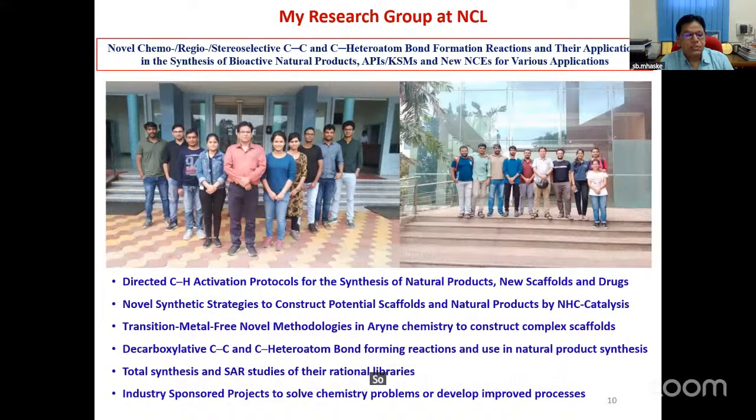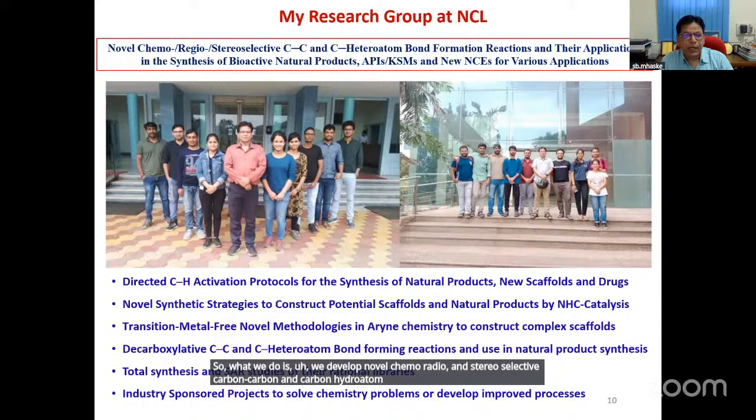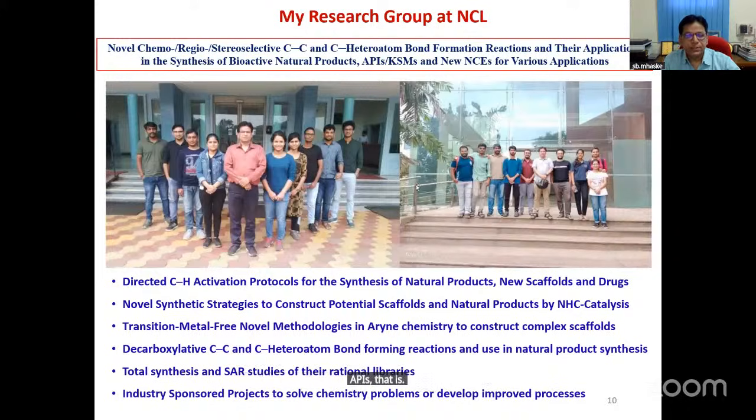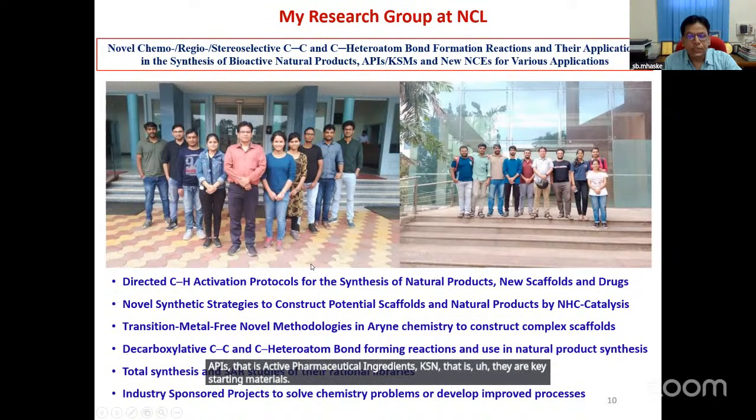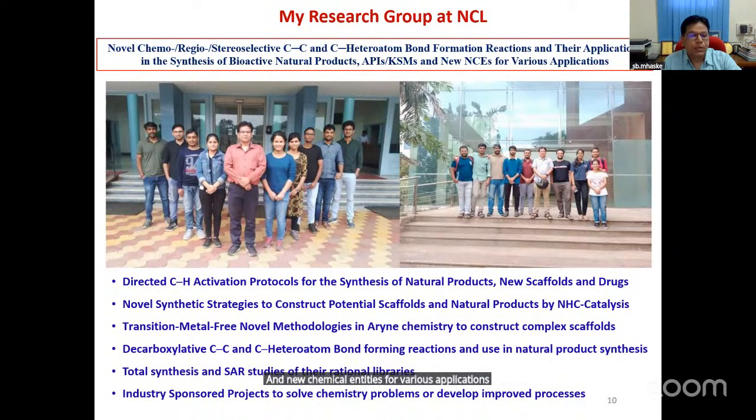So this is my research group at NCL. These photos are not really the latest ones. What we do is we develop novel chemo-, regio-, and stereoselective carbon-carbon and carbon-heteroatom bond formation reactions, and their applications in synthesis of bioactive natural products, APIs, that is active pharmaceutical ingredients, KSMs, that is key starting materials, and new chemical entities for various applications like for developing new bioactive molecules or for advanced materials.